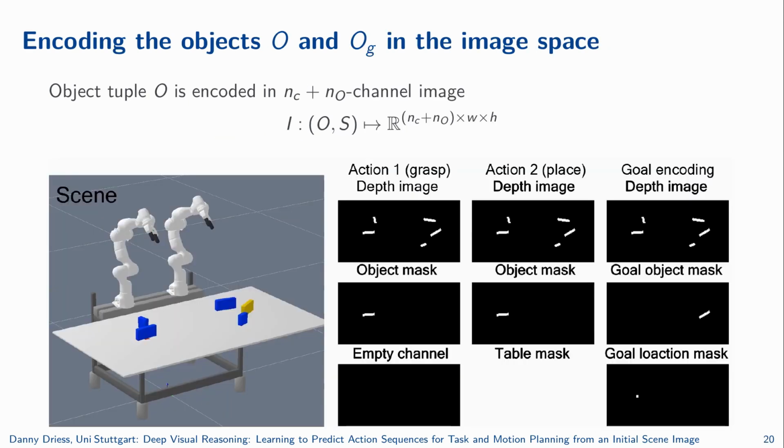The key is to encode the object tuples O in an image. This image consists of masks indicating which objects are involved in the action, as well as a depth channel that shows the relation to other objects. This is the key to both good performance and generalization to multiple objects, while the input size of an image stays the same, no matter how many objects are in the image.